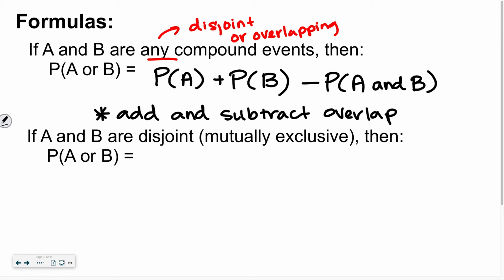Now, I have a second formula up here for disjoint only, because it's a simpler formula. What do you know about disjoint events? There is no overlap, therefore their probability could just be written as probability of A plus probability of B.